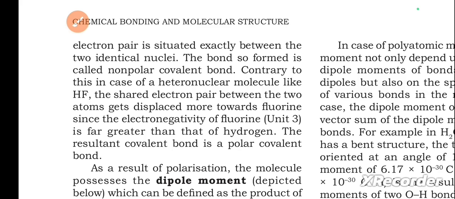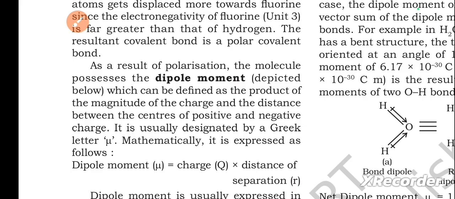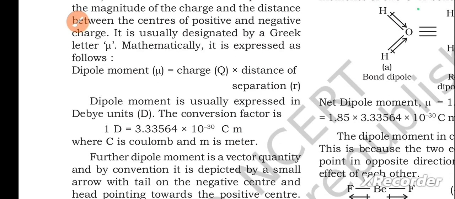Contrary to this, in the case of a heteronuclear molecule like HF, the shared electron pair between the two atoms gets displaced more towards fluorine since the electronegativity of fluorine is far greater than that of hydrogen. The resultant covalent bond is a polar covalent bond. As a result of polarization, the molecule possesses a dipole moment, which can be defined as the product of the magnitude of the charge and the distance between the centers of positive and negative charge. It is usually designated by the Greek letter mu. Mathematically, it is expressed as follows: dipole moment equals charge times distance of separation.